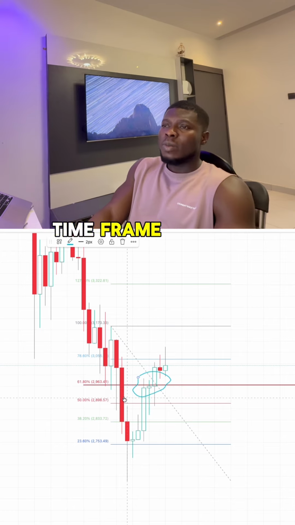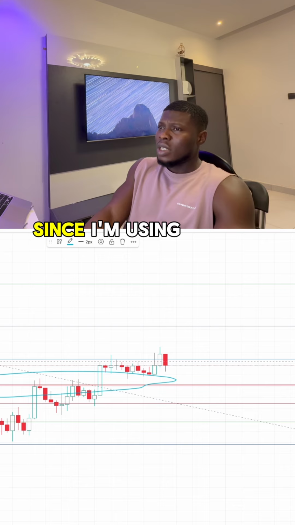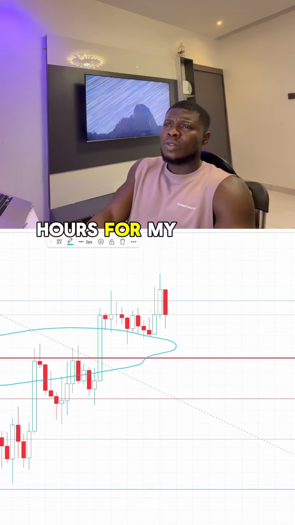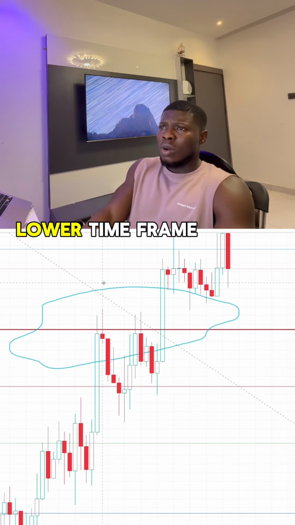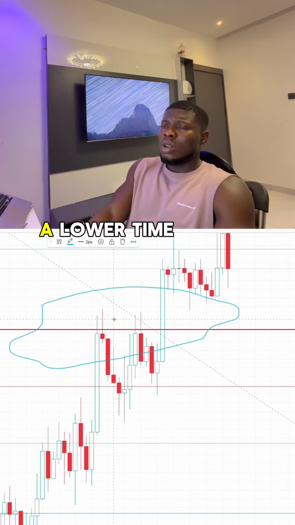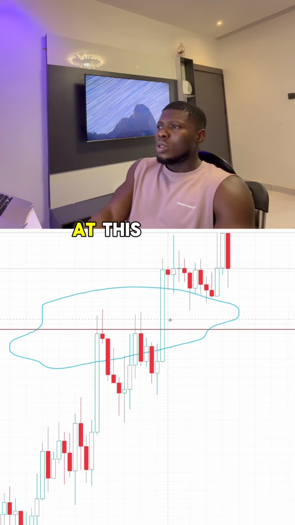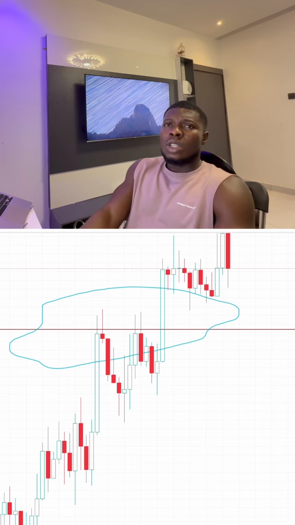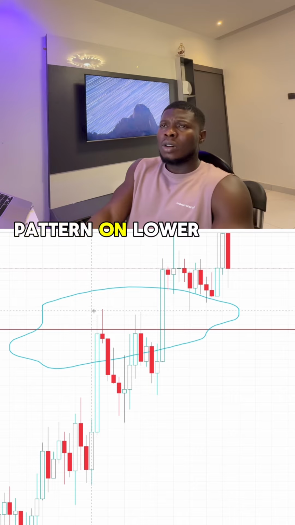On my lower time frame, this is the resistance I'm looking at, 2963. I'm going to the 4 hours. Since I'm using the 1 day, I'm using the 4 hours for my lower time frame zone. On the lower time frame, this is the area, and this 2963 is what I'm looking at. On this, I ought to be having a similar pattern on the lower time frame.